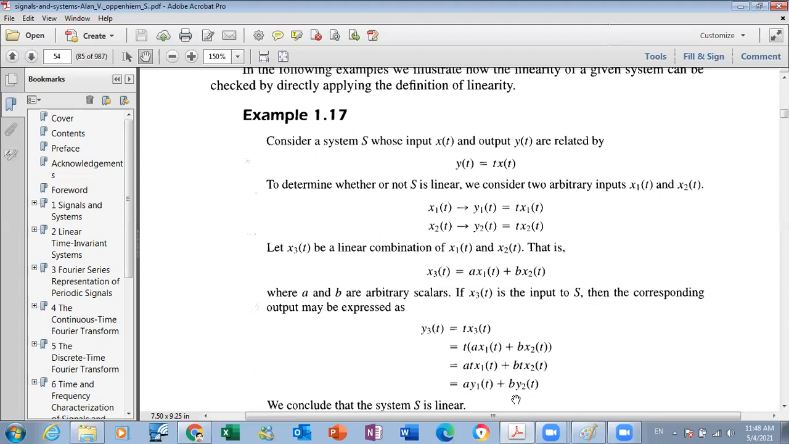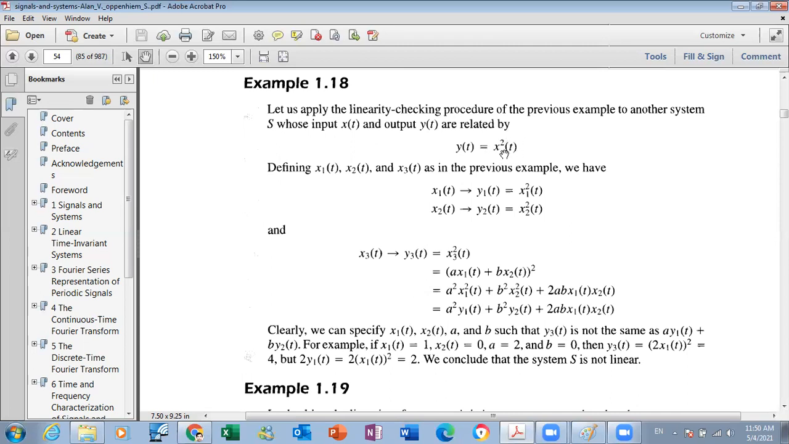So t x1(t) equals y1(t), t x2(t) equals y2(t), and so a times y1(t) plus b times y2(t), where a and b are constants. So y3(t) is the combination of y1(t) and y2(t). So if we have two inputs x1(t) and x2(t), then the combination of their outputs matches the output for the combination of their inputs. We show this mathematically in this way. We will adopt this procedure for example 1.17. Check the linearity of this system.